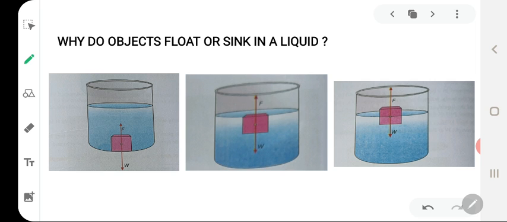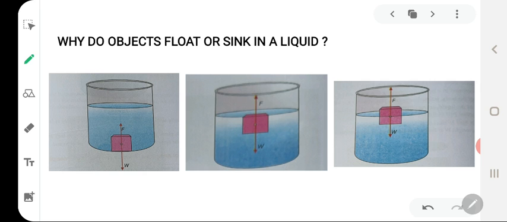A cork, when placed in water, rises and floats over the surface, whereas a stone or a piece of metal sinks to the bottom. What makes cork float and stone sink? Before finding an answer to this question, let us understand the various forces acting on an object when placed in a liquid.